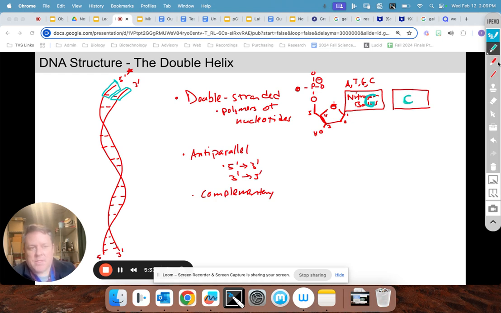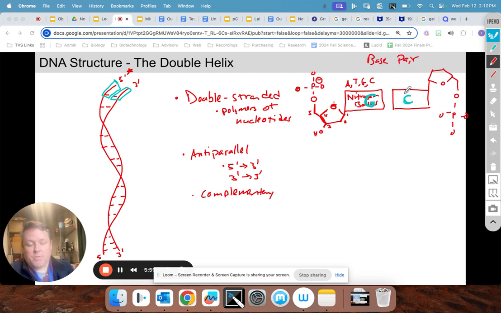Now, if we make this anti-parallel, this goes up, so this goes down, so this has to go up, and then we go this way, and this is always kind of hard for me to draw. So there, and then the phosphate is going to go this way: oxygen, phosphorus, oxygen, oxygen, oxygen. There we go. We have a base pair.